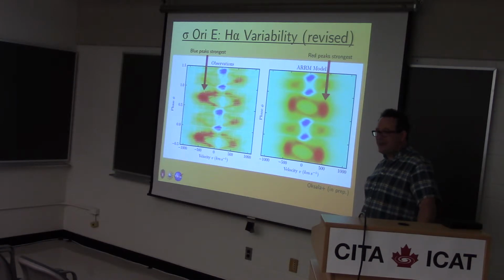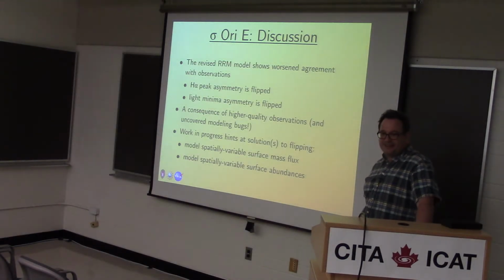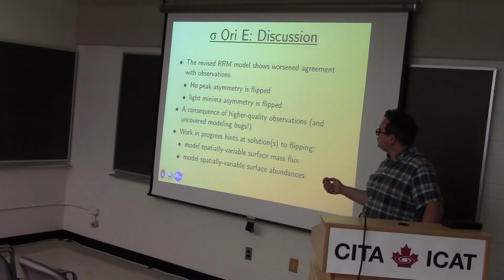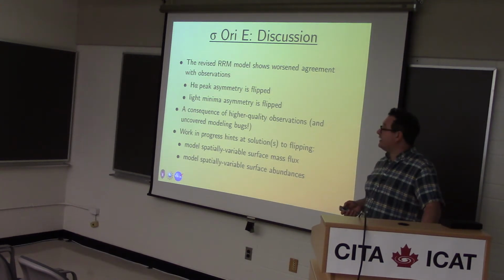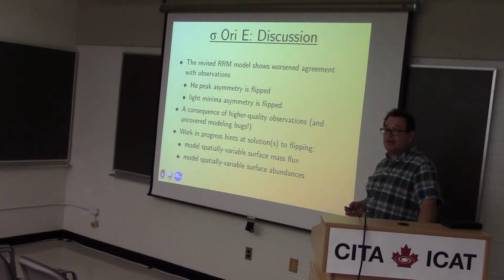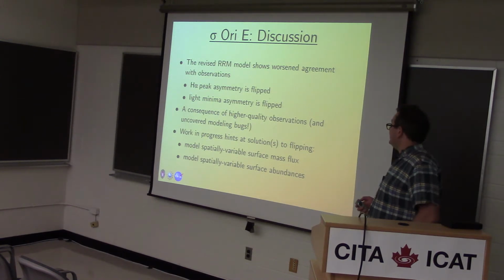It's frustrating for me, but it shows that there's room for improvement in the models. And so at the moment, we're working on trying to figure out what the reason for these discrepancies are. It's not just the H-alpha that's now discrepant. It's also that the model now predicts that the secondary minimum is stronger in the light curve than the primary minimum, and that's contrary to observations.